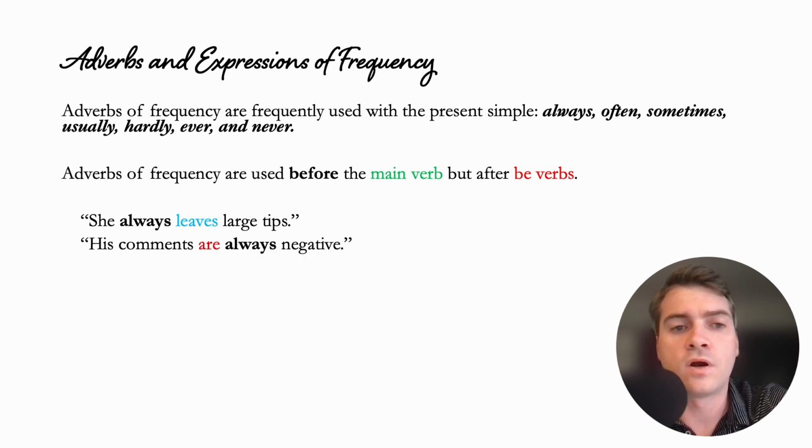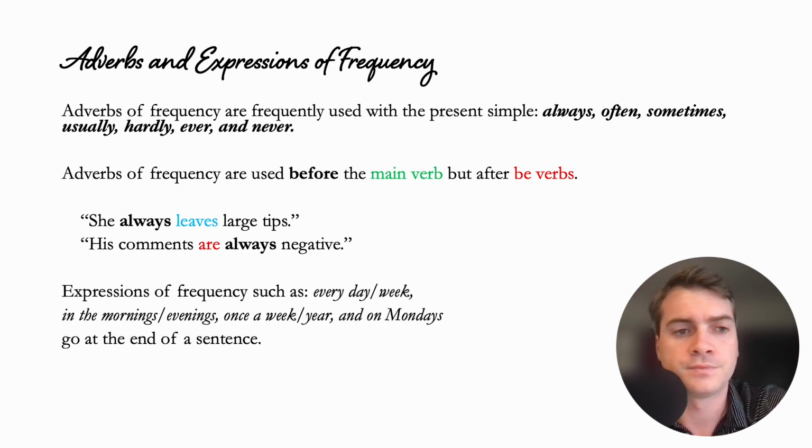His comments are always negative. So here we have a be verb, are, which is a form of the verb to be, right? And so here we put the adverb of frequency after the be verb. In the first one, we didn't have a be verb. We just had the main verb, which is leave, right? So we said she always leaves large tips. But for the second one, we said his comments are always negative because it was a be verb.